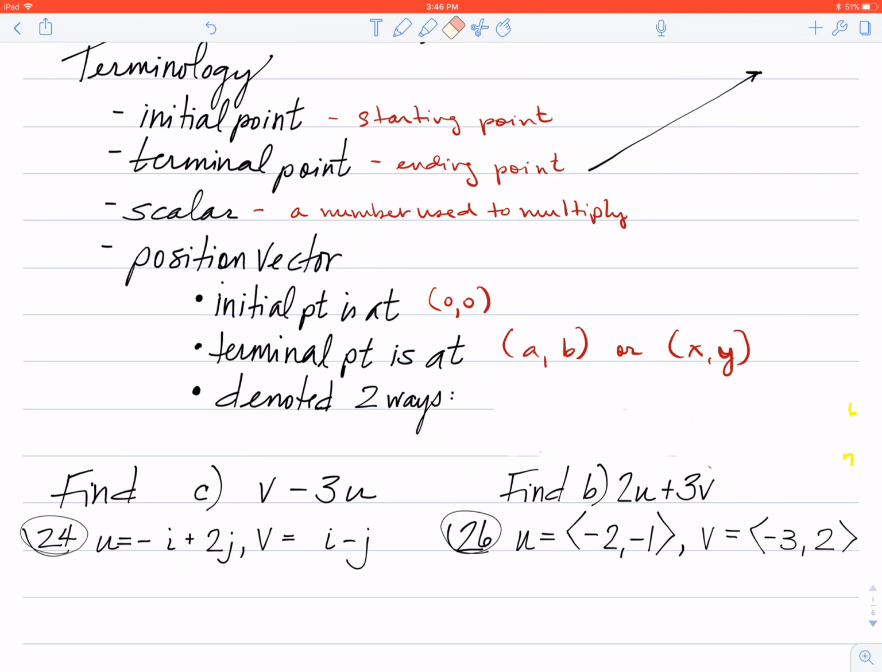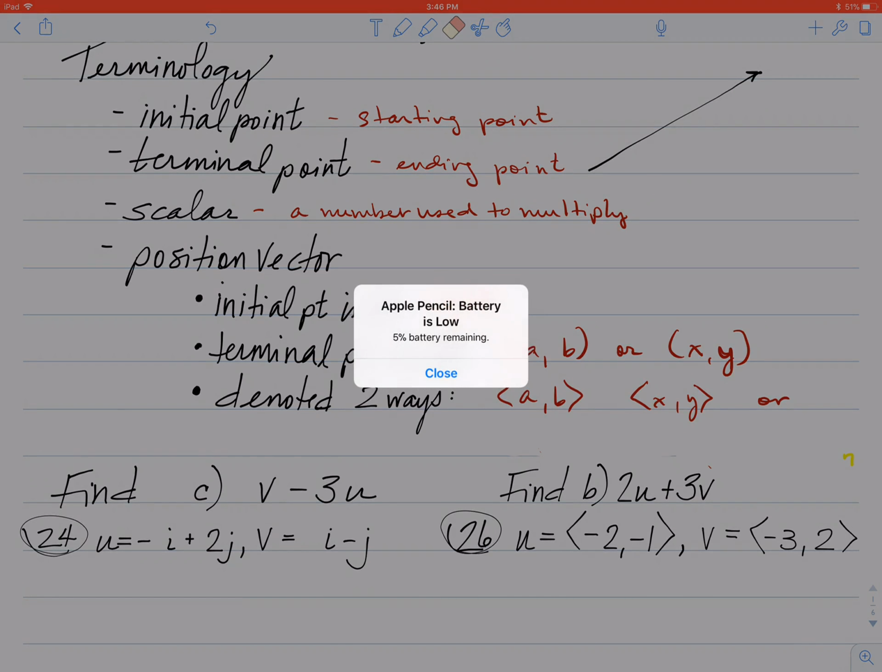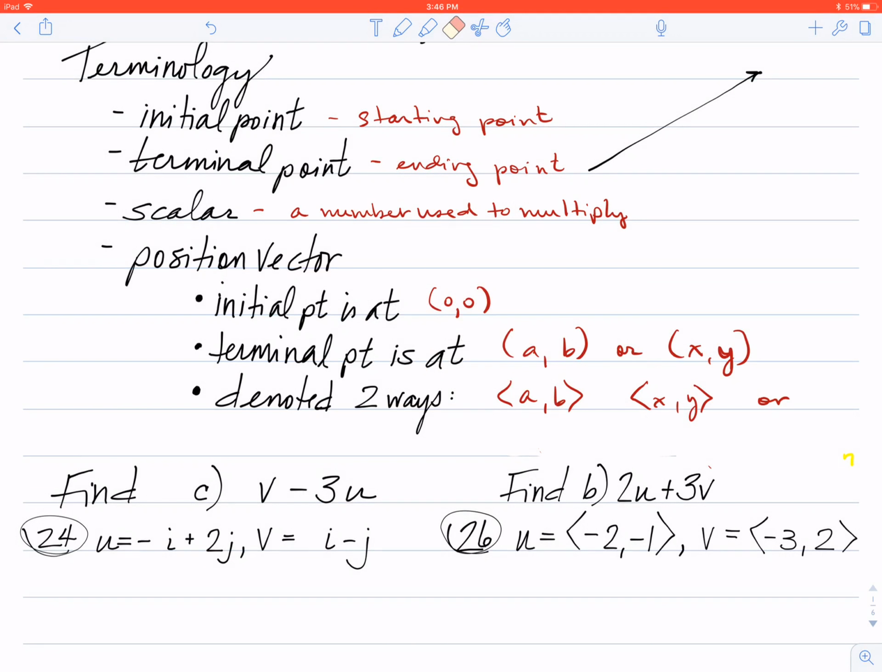There's two different ways to show that it's a position vector, this special case scenario. The first way is to put the coordinate, the (a, b) or the (x, y), inside of pointy brackets. Those pointy brackets tell you this is a position vector that ends at that coordinate. The second way that you could show that it's a position vector is by using i's and j's. And so this is ai plus bj, or you could say xi plus yj, using those same a's and b's or x's and y's that I used for the coordinate.